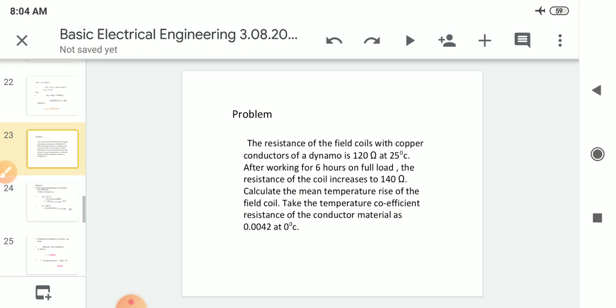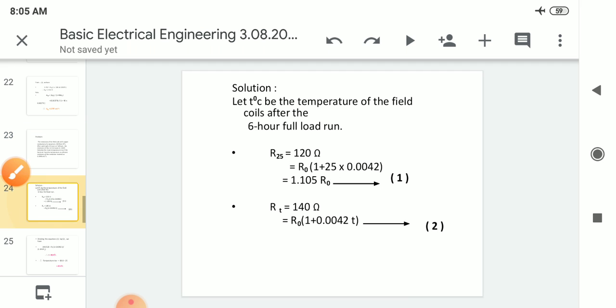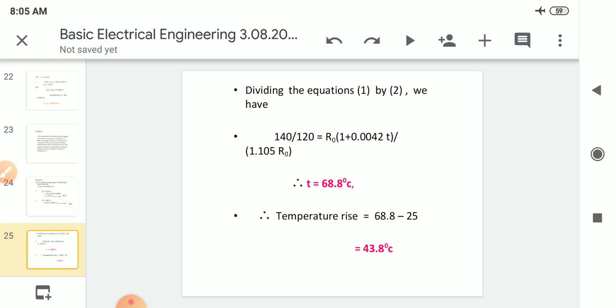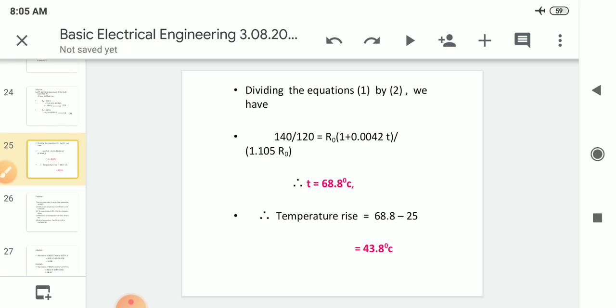Like that, in this problem also, they are given two temperatures, 25 degrees and 140 degrees. In this question we are getting two equations. After that we have to divide these two equations. This is the two equations we are getting at 25 degrees and this equation. We divide these two equations. Simply we are getting the value of T.